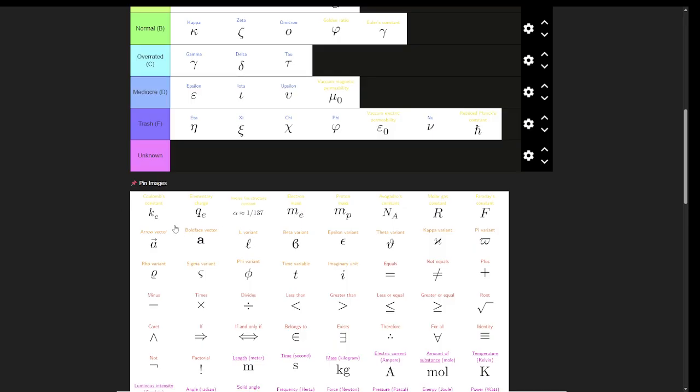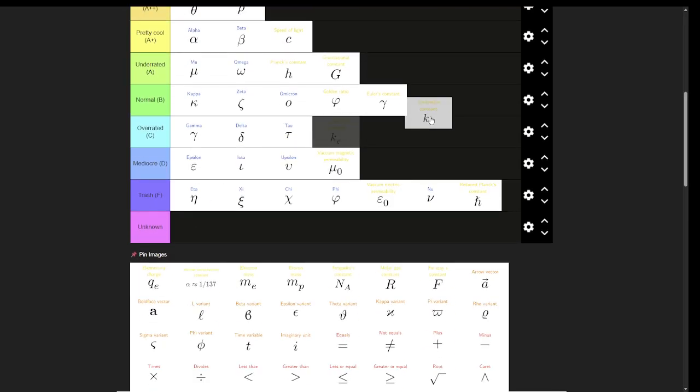Coulomb's constant. Another nice constant. I would put it in normal tier. Elementary charge. Now, I would say that the elementary charge is useful, but not many people know about it. And it's pretty boring. So it's going in overrated.